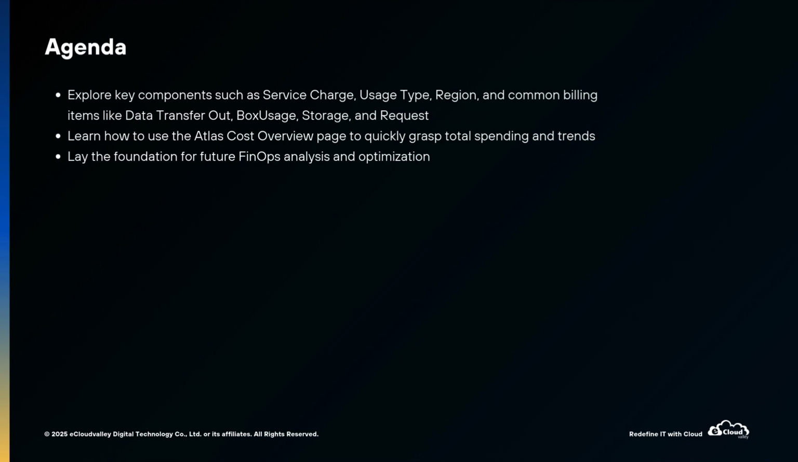We'll cover key components such as service charge, usage type, region, and common billing items like data transfer out, box usage, storage, and request. Next, we'll walk through a live demo of the Atlas platform's cost overview page, so you can get familiar with its core features and learn how to instantly see how much you're spending and where the money is going. These steps may seem basic, but they are the foundation for driving FinOps cost optimization going forward.